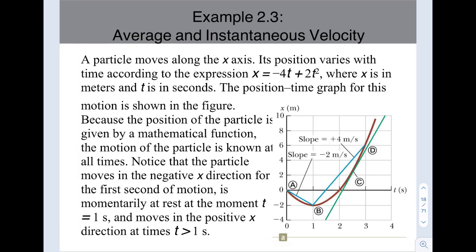Right, because the position of the particle is given by a mathematical function, the motion of the particle is known at all times. Notice that the particle moves in the negative x direction for the first second of motion, is momentarily at rest at t equals 1 second, and moves in the positive x direction for t bigger than 1 second. Alright.